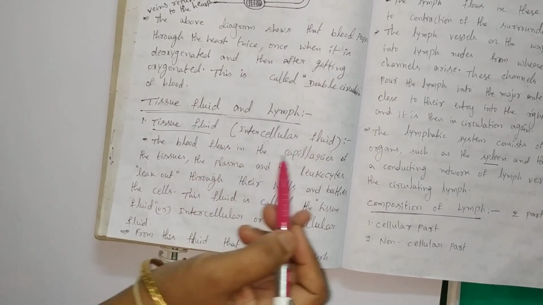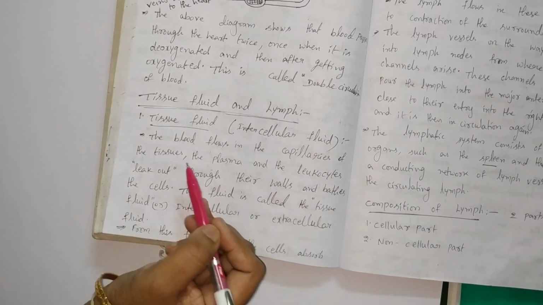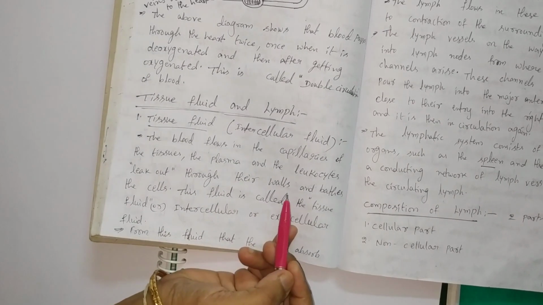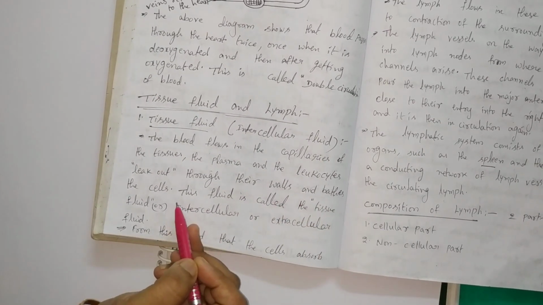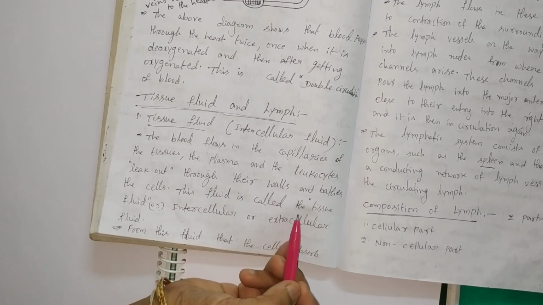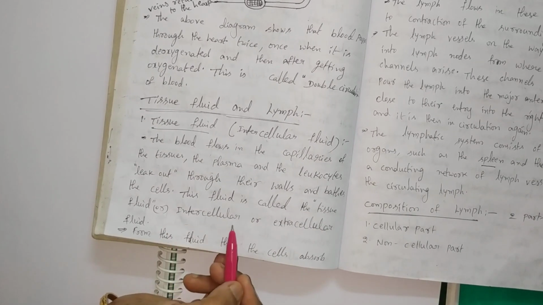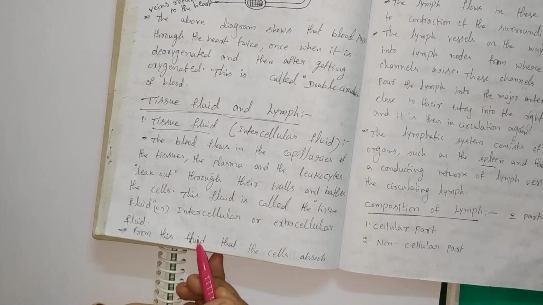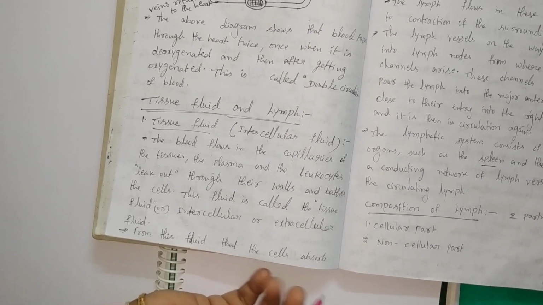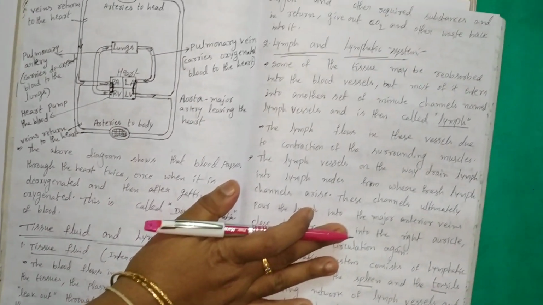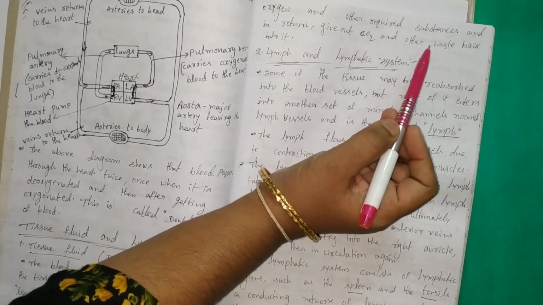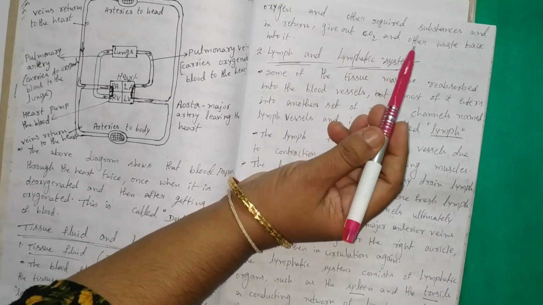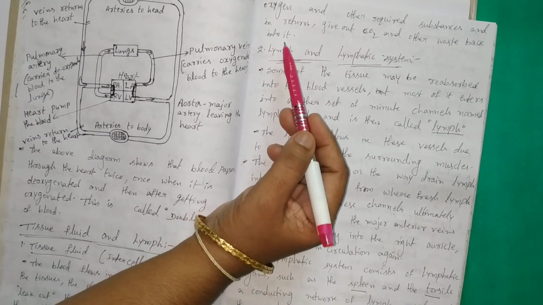The blood flows in the capillaries of the tissues. The plasma and the leukocytes leak out through their walls and bathe the cells. This fluid is called the tissue fluid or intercellular or extracellular fluid. From this fluid the cells absorb oxygen and other required substances and in return give out carbon dioxide and other waste materials back into it.